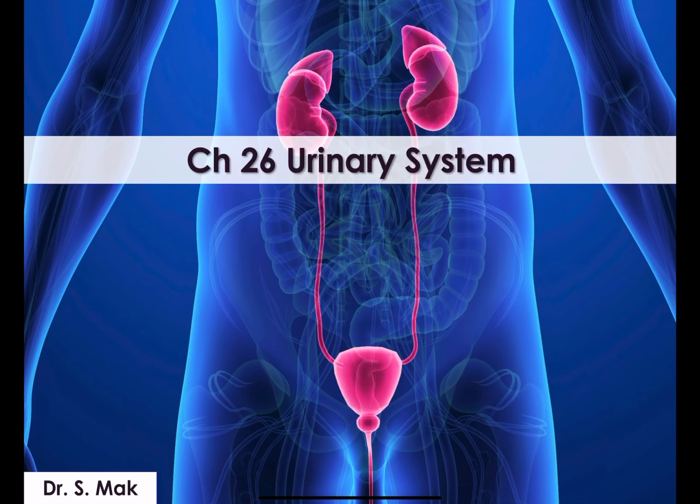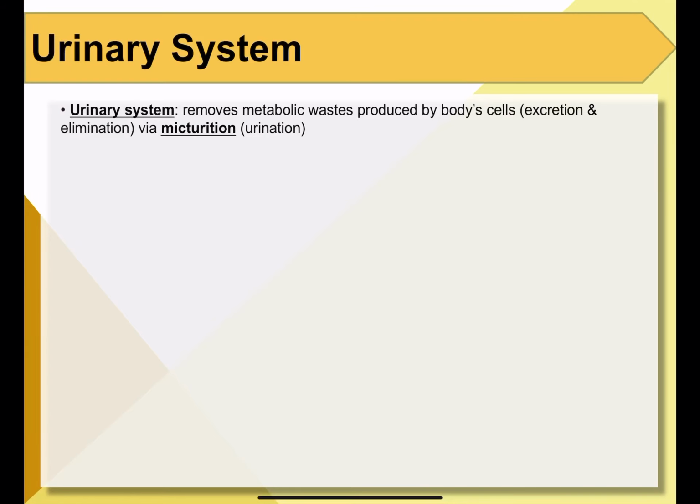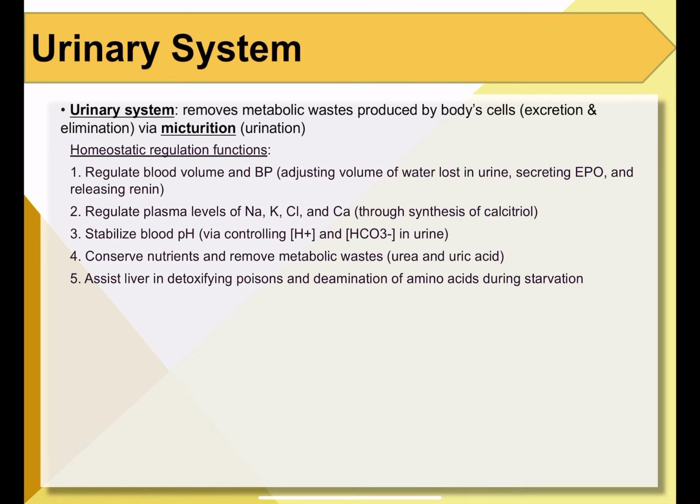Hi everyone! For chapter 26, we will discuss the different anatomy parts of our urinary system and the physiology of how our urinary system is able to maintain homeostasis for us in terms of fluid content. The main purpose of the urinary system is to remove metabolic waste produced by our body cells. This process of excretion is called micturition, or the anatomy word for urination.